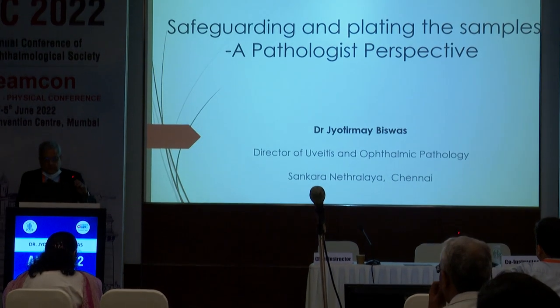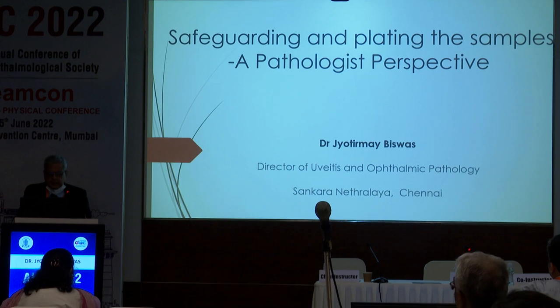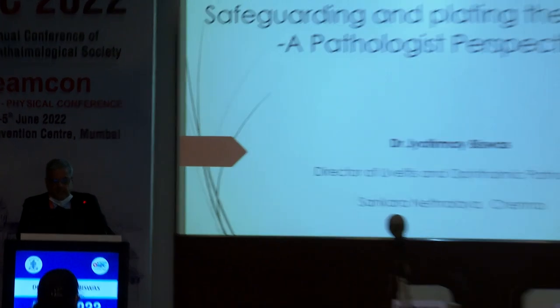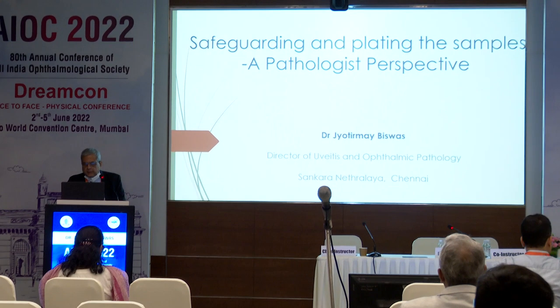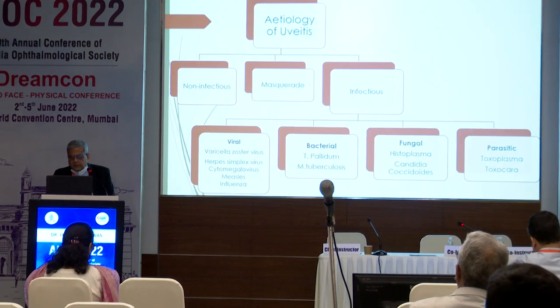So we have got a lot of talks on the techniques of collecting the samples from the lid, conjunctiva, orbit, and then iris tissues, as well as vitreous, fine needle aspiration biopsy and choroidal biopsy, as well as the removal of the eye. I'll be talking about how we handle these specimens.